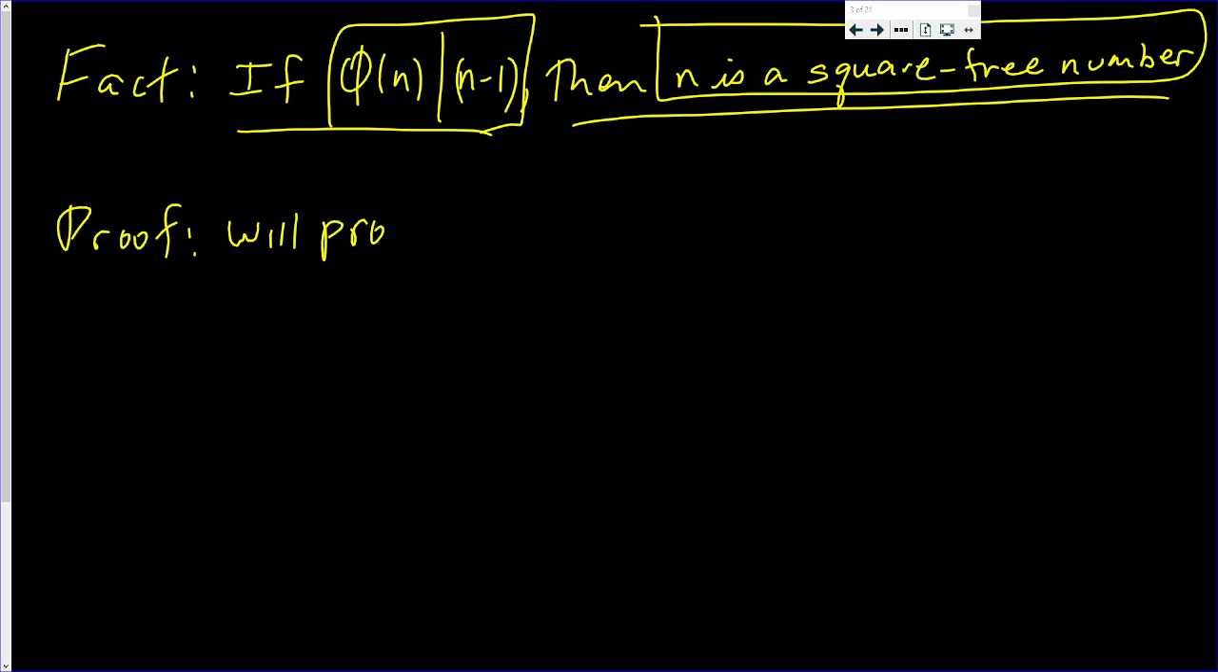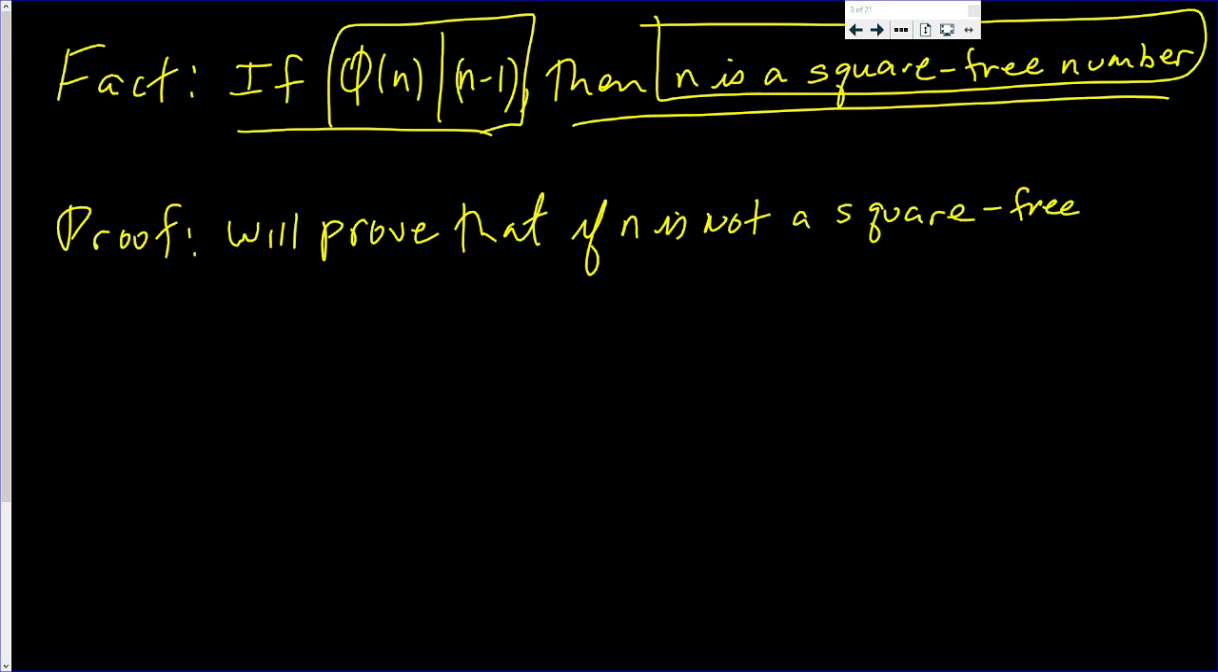Okay, so what I'm going to prove instead is that if n is not a square free number, then phi of n does not divide n minus 1.